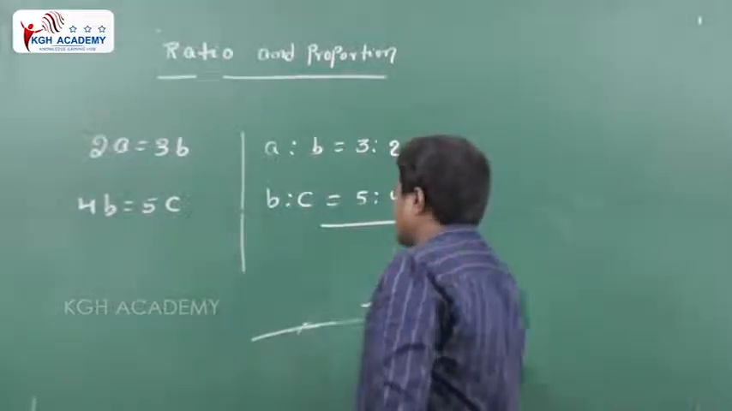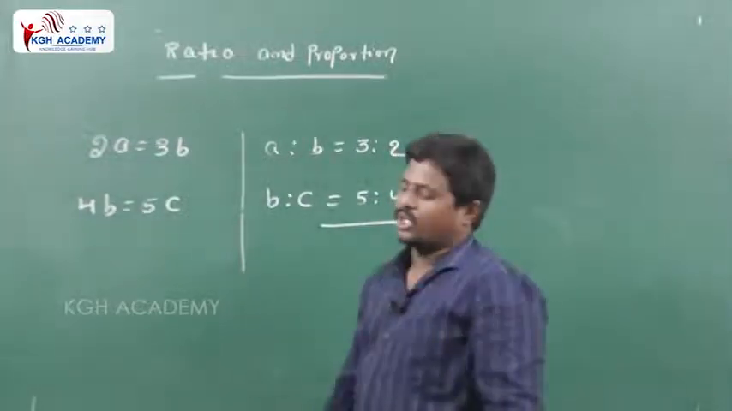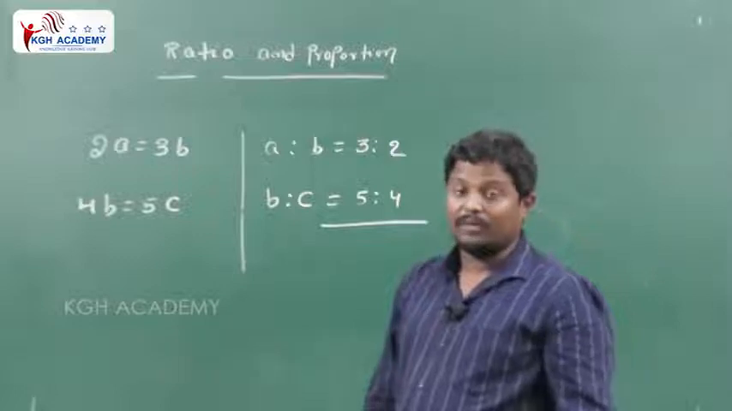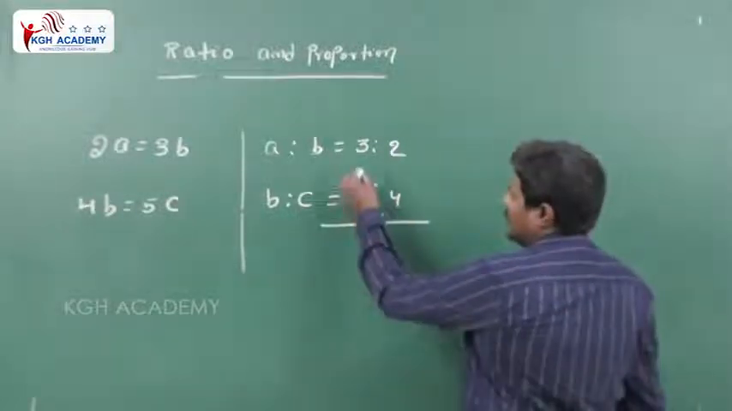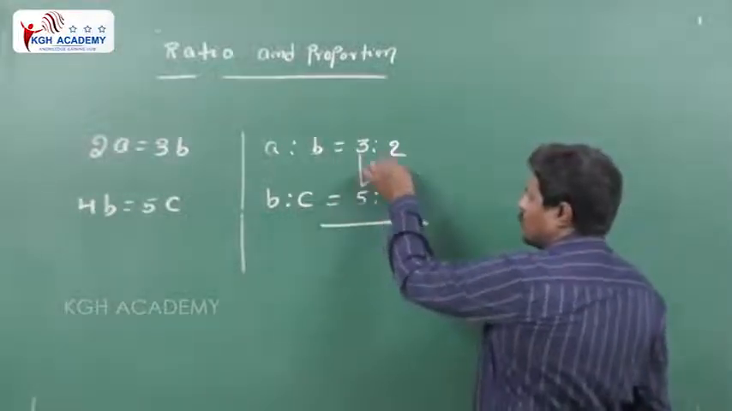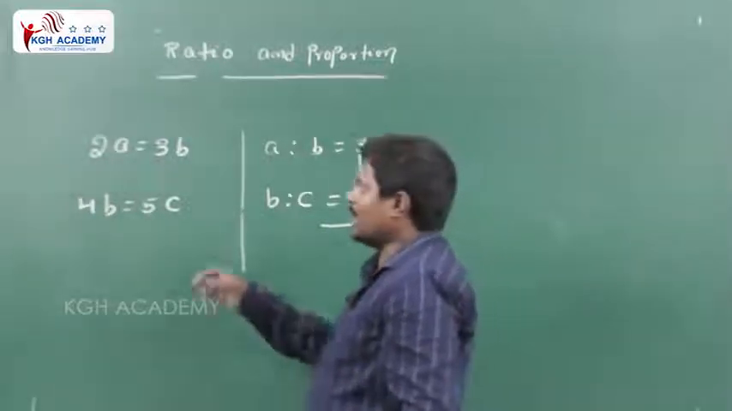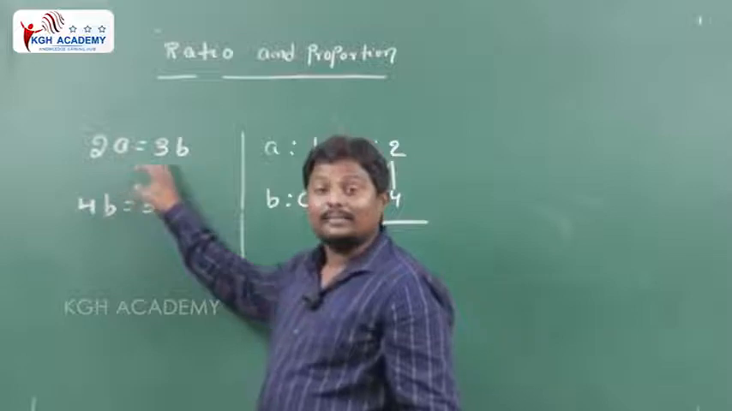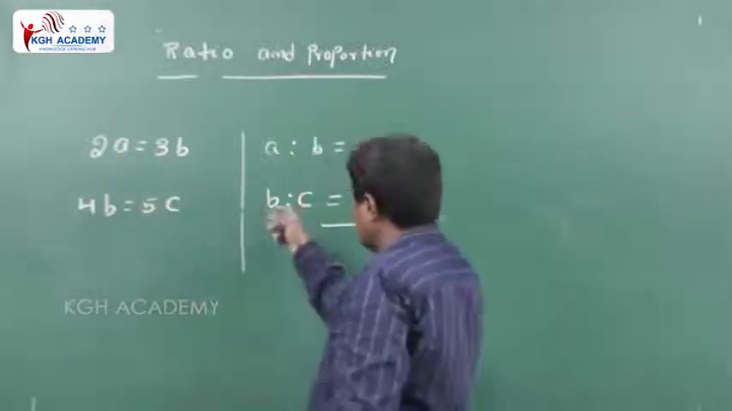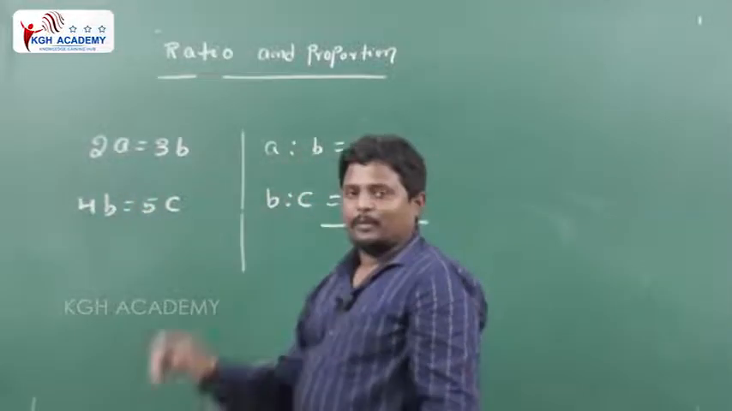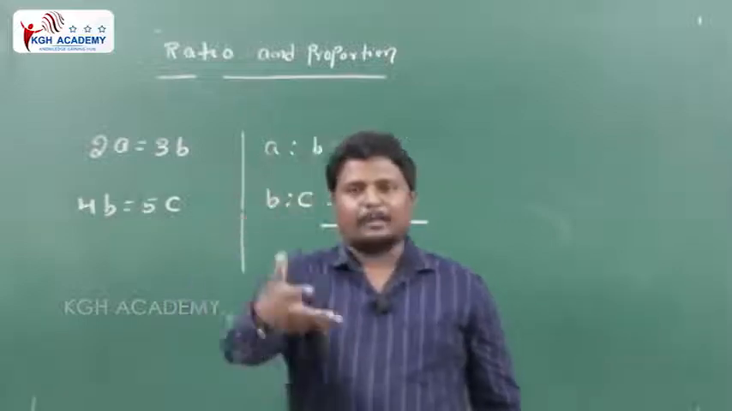A is to B equals 3:2 and B is to C equals 5:4. What is the ratio of A, B and C? Next, we need to take the combined ratio of 3, 5, 2, 4. Once again, what is the relation between A and B? It is known as inversely proportional. This is a very important point. We just need to memorize that point.